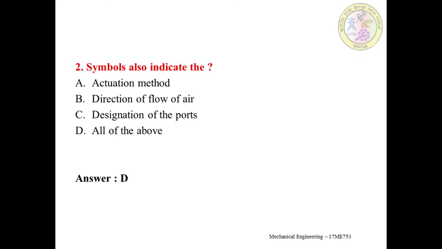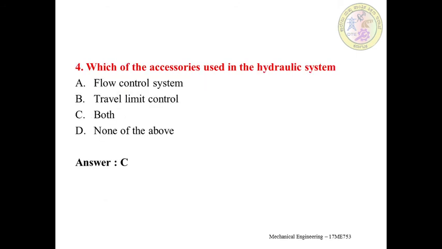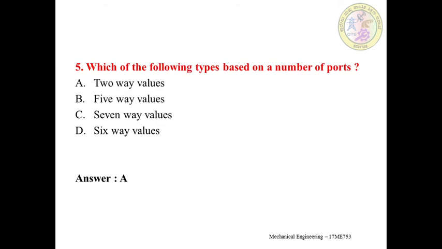Therefore, the answer is D. And symbols are described in various documents like DIN 24300, BS 2917, ISO 1219. And what are all the symbols we are maintaining? In the previous slide I told that 1, 2 and 3, means everything is used. Which of the following accessories is used in the hydraulic system? The flow control system, the travel limit control, both, and none of the above. The answer will be C, that is flow control system as well as travel limit control.